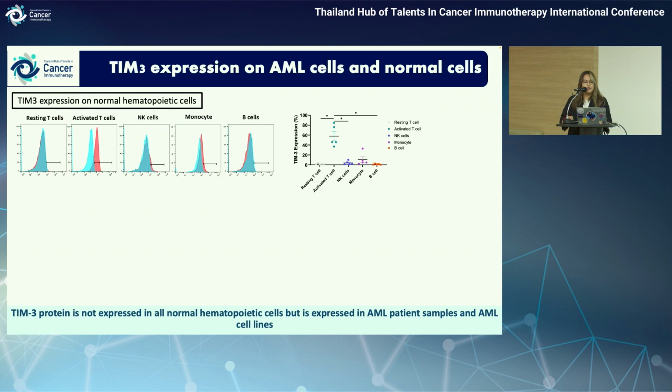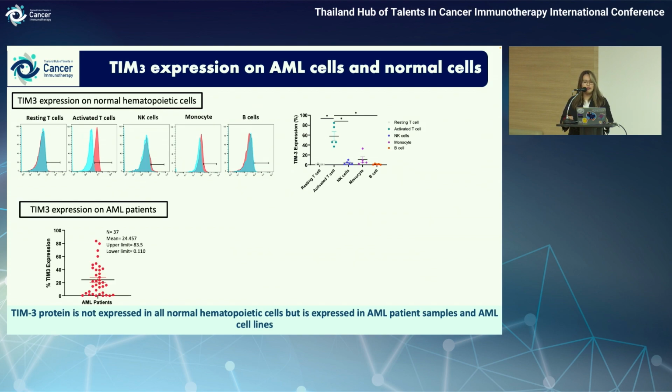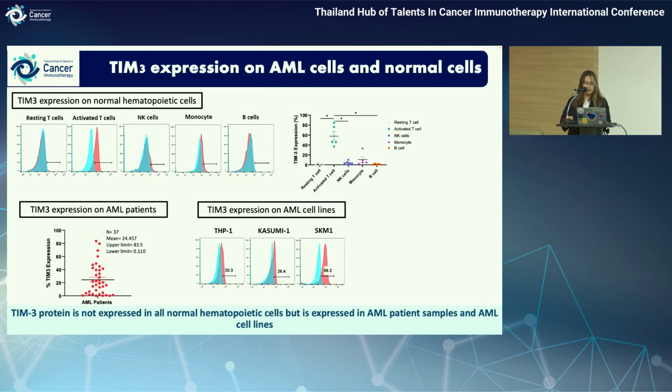We first screened for the expression of TIM3 on normal hematopoietic cells, wherein we found that TIM3 is expressed highly on activated T cells and at very low levels on NK cells and monocytes, and is absent on B cells and resting T cells. We screened 37 AML patients and found that TIM3 is expressed with an upper limit of 83.5% and a lowest expression of 0%. TIM3 was also expressed in the THP1, Kasumi-1, and SKM1 AML cell lines.